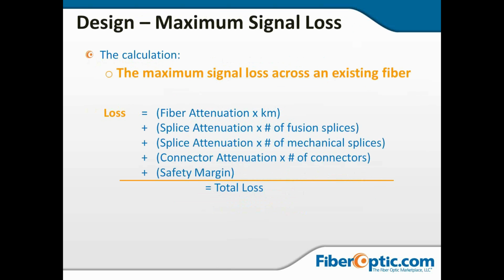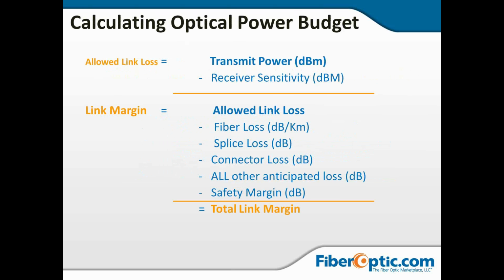And so that's how you find the total loss across an existing fiber. Now, if we want to look at our link margin, we look at our transmitter power and the receiver sensitivity, the lowest signal we can see and discern data. Take the difference of the two, and that's going to give us how much loss we can have between that transmitter and that receiver, and the link still work.